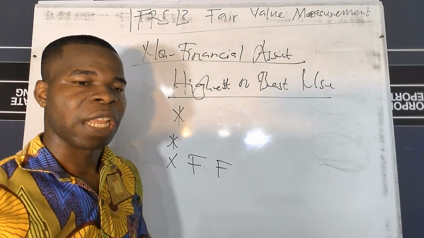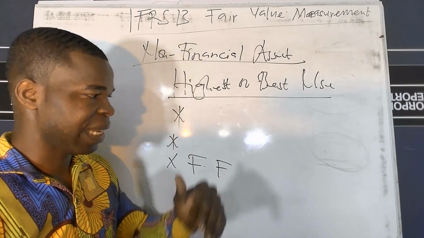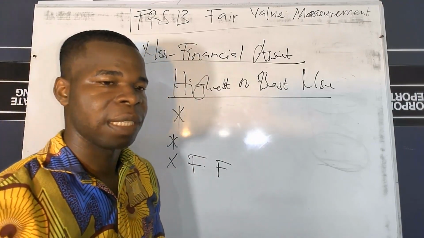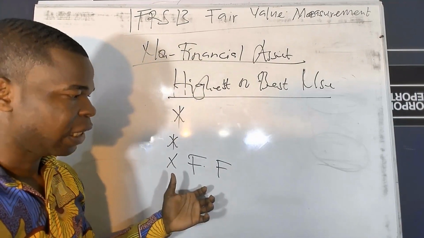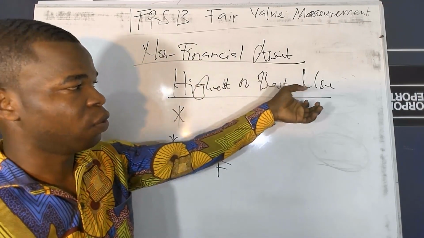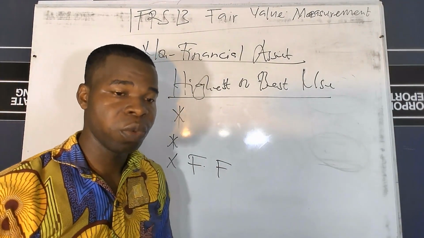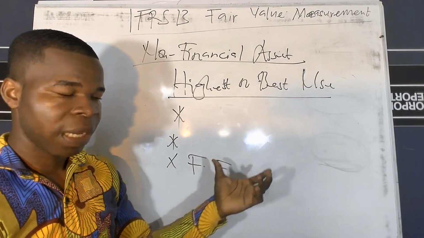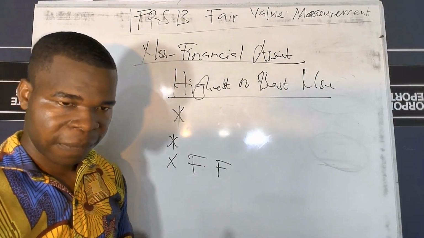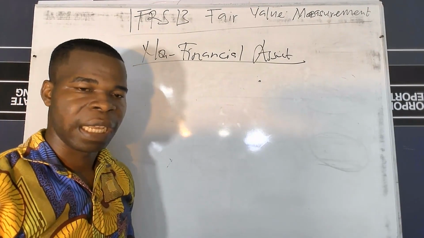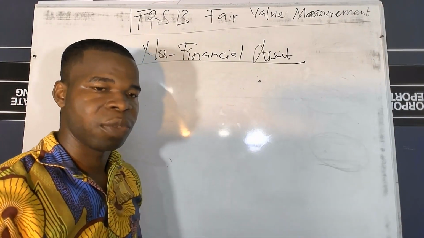Whether the entity can enjoy the economic benefit that is embedded in that particular asset, that is financially feasible. So before you can use the highest and best use, you have to look at whether the asset is physically possible, is available to be used, is legally permissible, and is financially feasible. So we want to look at the initial measurement of an asset or liability using fair value.